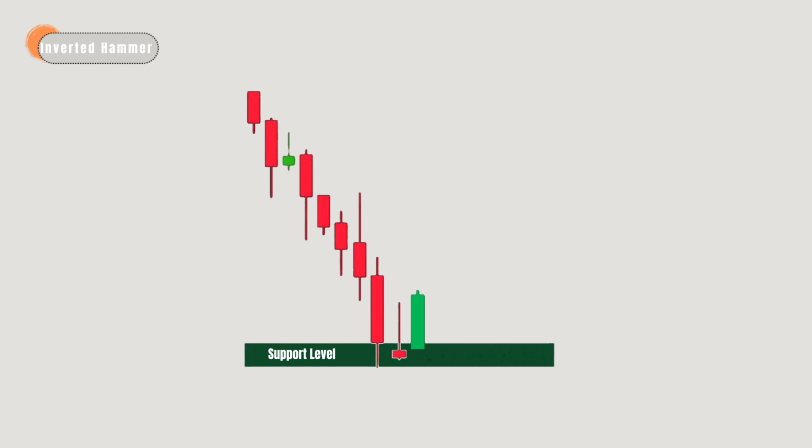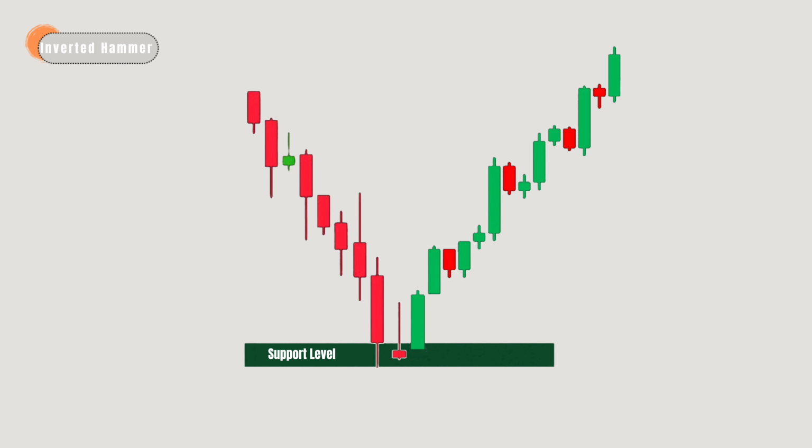Additionally, fresh buyers enter when the price nears the support level, helping push the price up and reverse the trend. This way, buyers capitalize on sellers' fear. Now let's look at some examples.